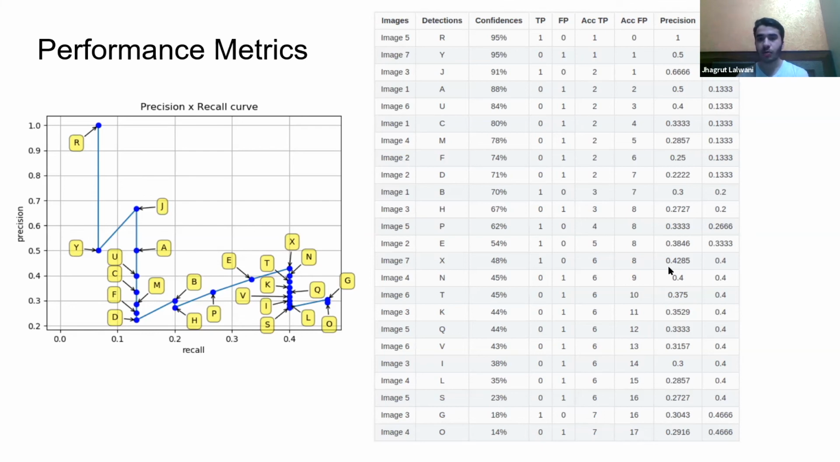So basically, a good object detector should find all the ground truth objects. The ideal case would be FN equal to 0, that is very high recall, while identifying only relevant objects as well. So false positive should also be equal to 0 in the ideal case, which is high precision.